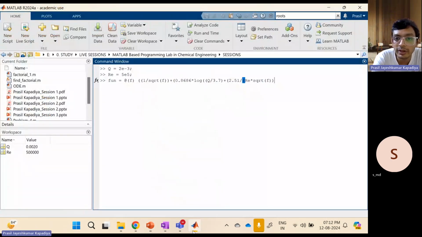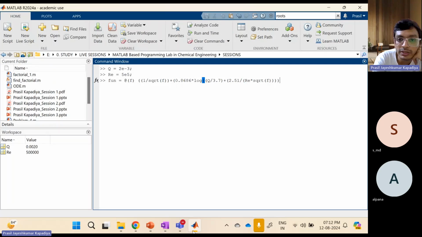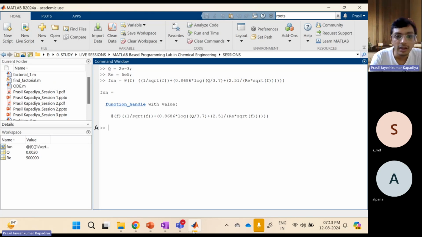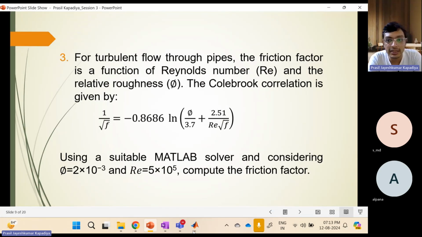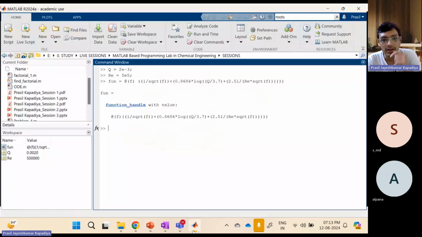So this bracket is over, this bracket is over, this bracket is over, this ln bracket is over, this second bracket is over, and this whole function bracket is over. We have to be really careful while defining functions. So this is the function that I have defined. Now I need to find a solution. What is the initial guess? Initial guess we are not given.